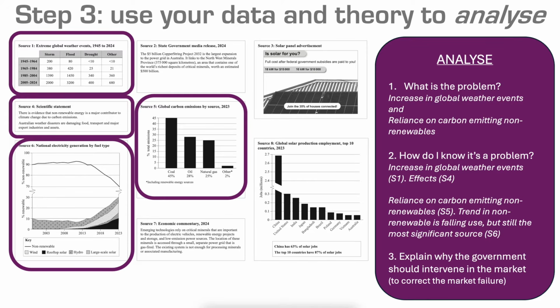linking through to source 6. Its trend in non-renewables is falling, but it's still the most significant source of our power generation. And so now we can see it's probably a good time to think about governments intervening in markets to correct the market failure of the pollution that's created and the global warming and the weather events and all that kind of stuff.